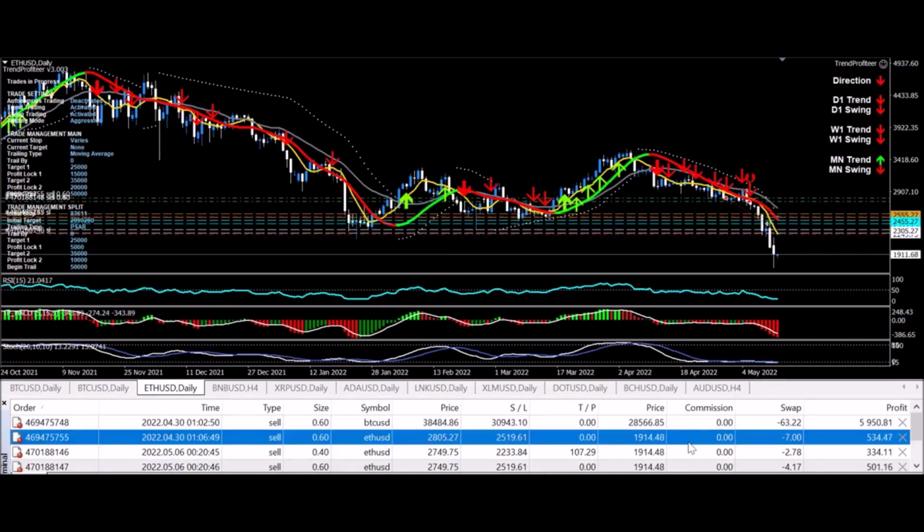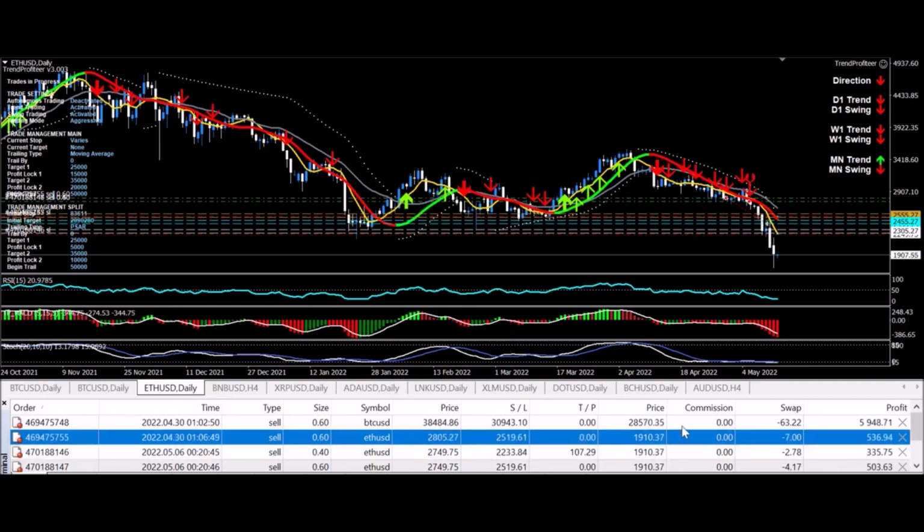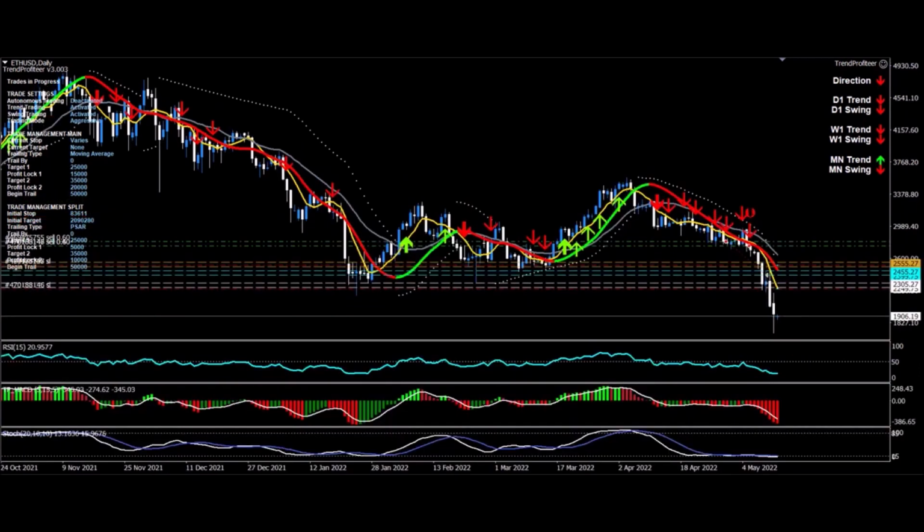These are my three trades that are still open. I've got this one here on $534 profit. That's a 0.6 lot. I've got another one at $334 profit, and then another one at $503 profit. These are just reasonable 0.6 and 0.4 lots based on the split trades, two trades per trade. What I do is I split that one trade into two trades, and then I can trade both conservatively and aggressively at the same time. So I just wanted to show you that real quick, how much money you can make using a good trading system.